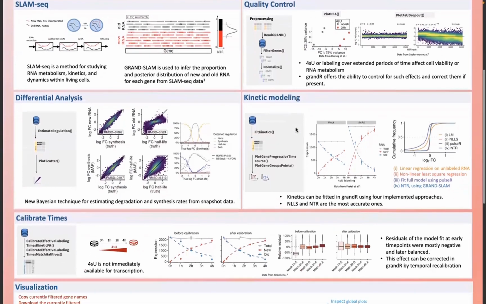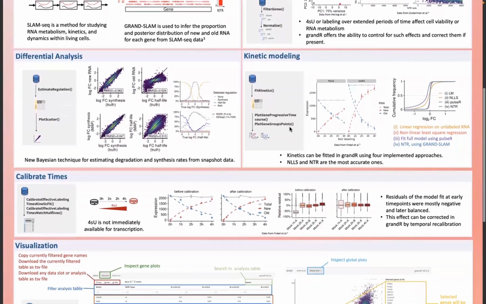grandR is a big toolbox and also contains functions for many other things. For example, differential analysis. And here we introduced a new technique for estimating degradation and synthesis rates from snapshot data. Previously, the log-fold changes of new and old RNA have been used to get any information about synthesis or stability. For synthesis, these also correlate very well, but for the half-life, the log-fold change of RNA does not correlate with the log-fold change of the half-life.